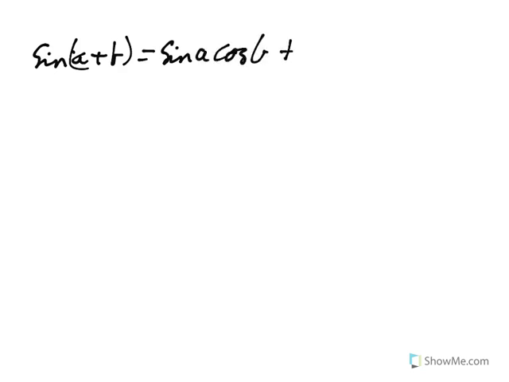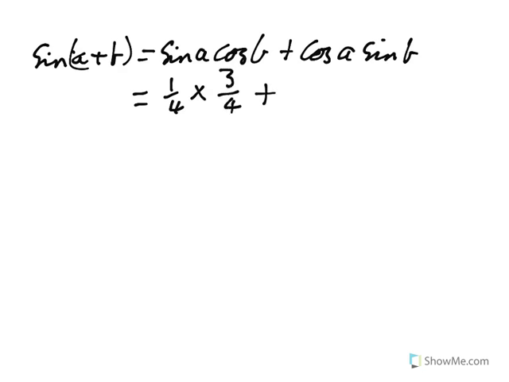Alright, so sine A plus B, as we already said, was sine A cos B plus cos A sine B. So we have the sine of A, which is a quarter, times the cos of B, which is 3/4, plus the cos of A, which is root 15 on 4, times the sine of B, which is root 7 on 4.